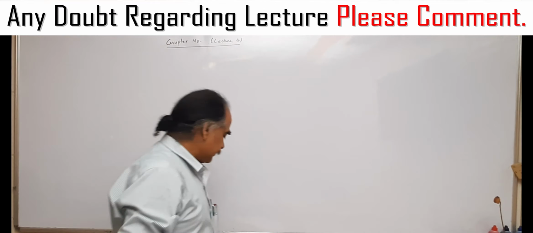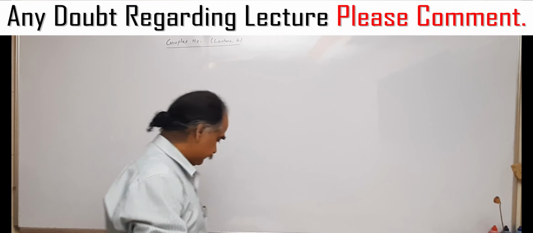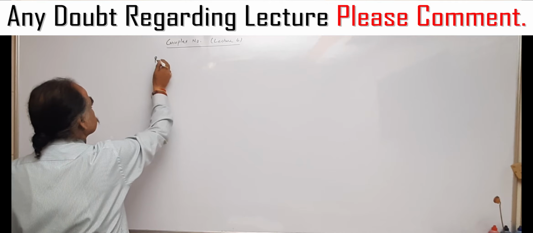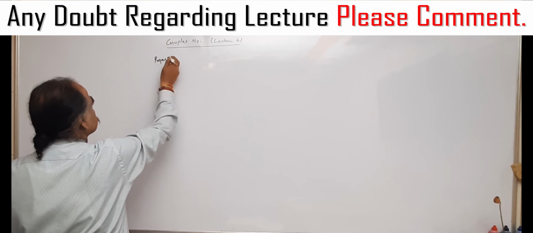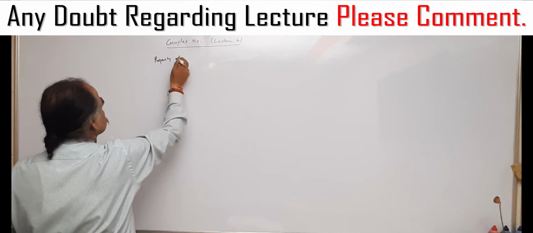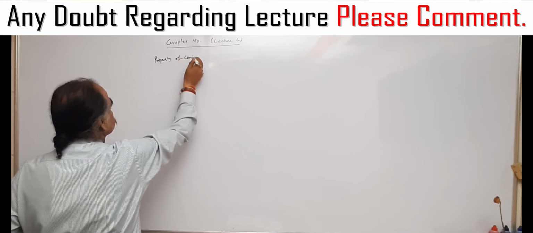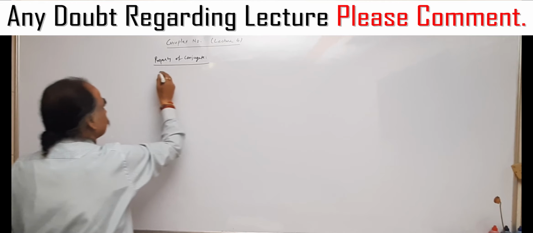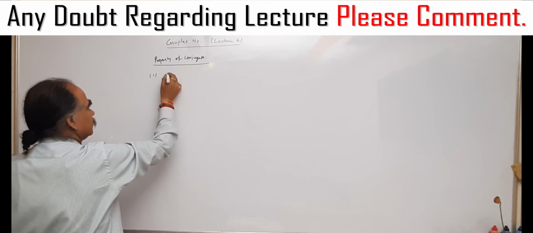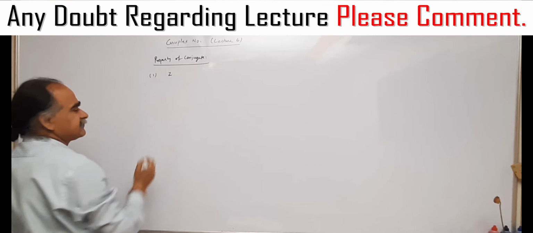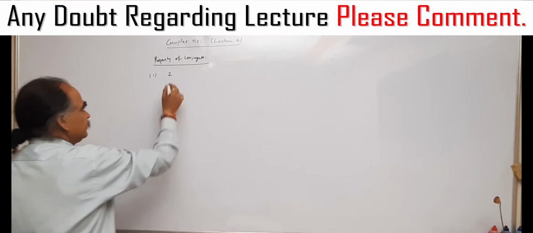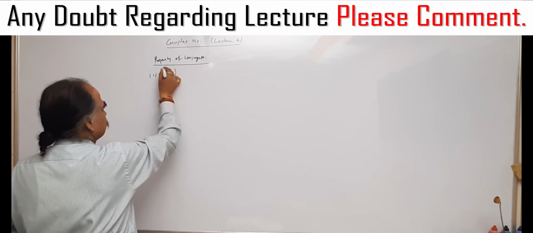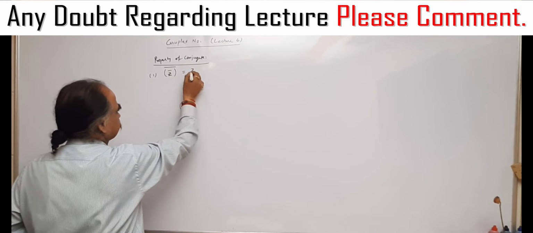Today we'll discuss properties of conjugate. Number 1: if z is any complex number, then the conjugate of z conjugate is the same as z.